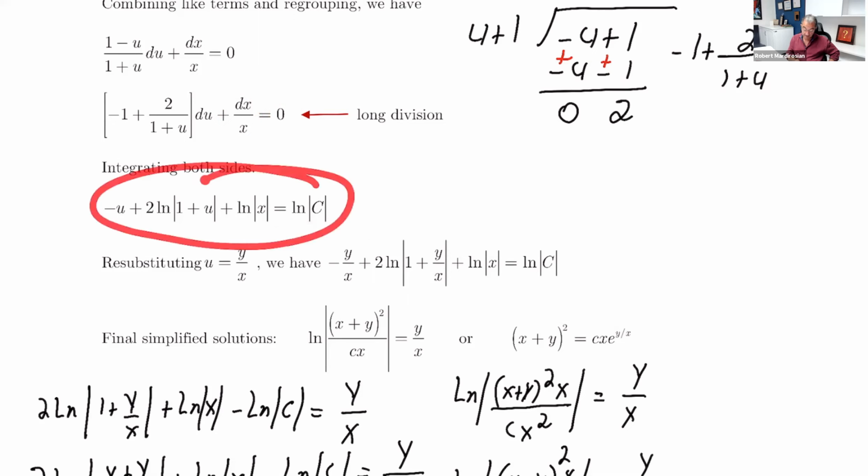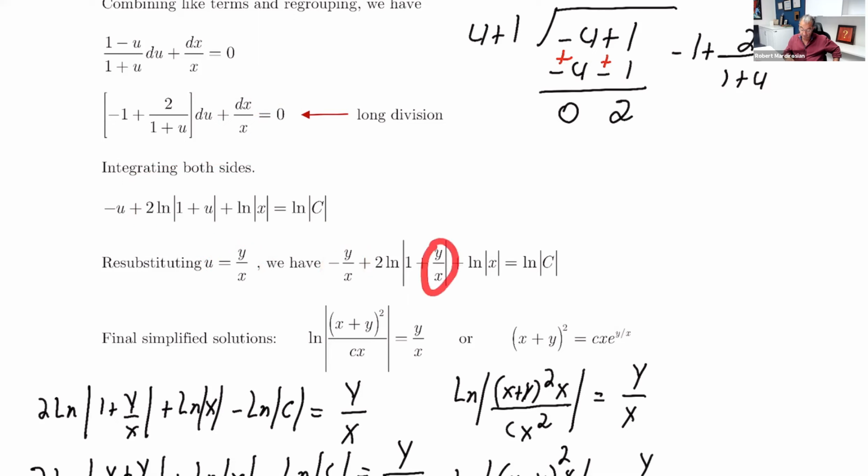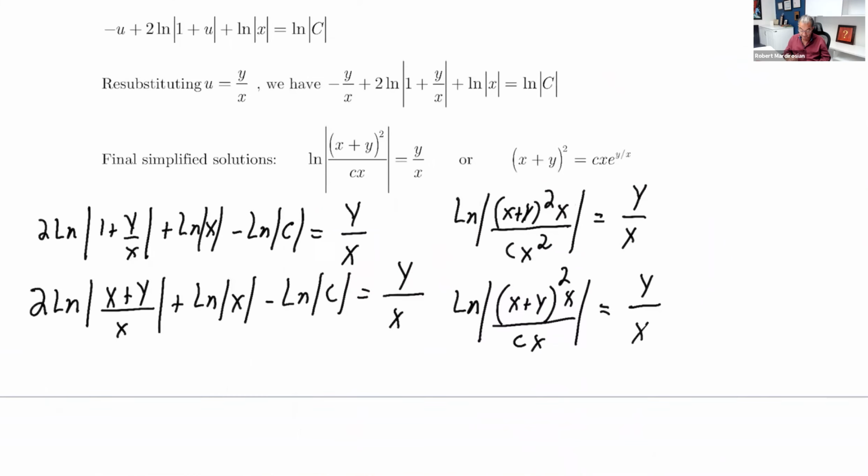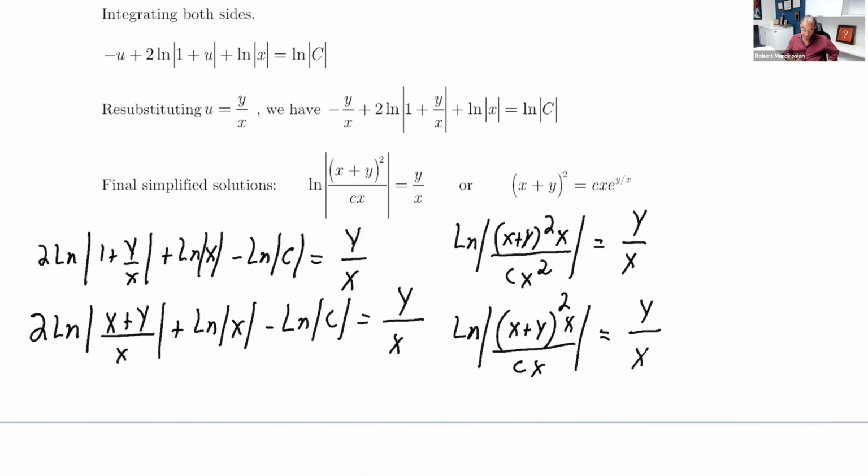Once we get that, we can resubstitute u by y over x, because we want to get rid of u, and we want to solve for y. So negative u becomes negative y over x, and 2 ln 1 plus u becomes 2 ln 1 plus y over x plus ln x equals ln c. And if you use the properties of logs, you can get that answer. To refresh your memories, I did that for you.